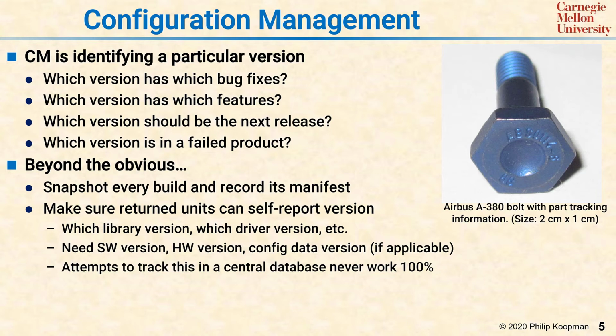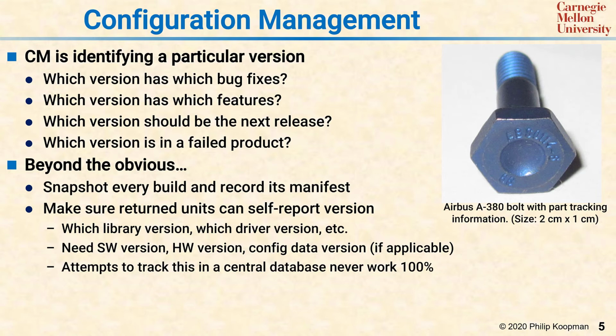You want to make sure that return units can self-report their version. While it's nice to think that you can keep records of which version goes in which system, that never really works in practice. In part, it's just too easy to have a gap or a mistake in making the records, but also by the time field technicians do updates and so on, the only real way to know what's installed in a system is to ask it and have it tell you which version number is in its configuration. That includes the software source code, the libraries, the drivers, and so on.